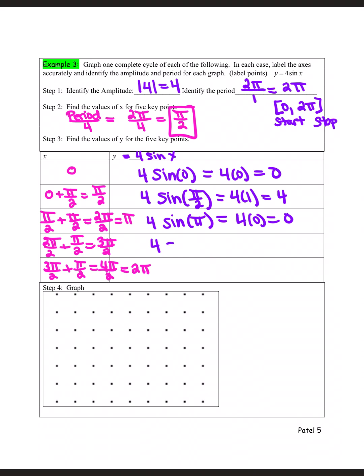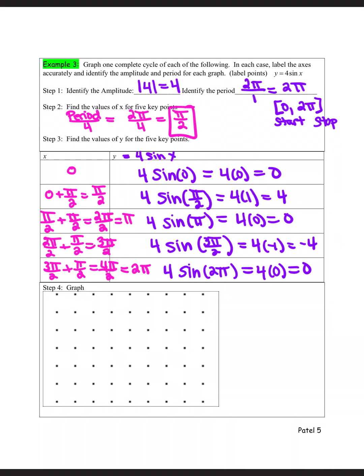The next one is 4 sine of 3 pi over 2. Sine of 3 pi over 2 is -1. 4 times -1 is -4. And the last point is 4 sine of 2 pi. Sine of 2 pi is 0. 4 times 0 is 0.